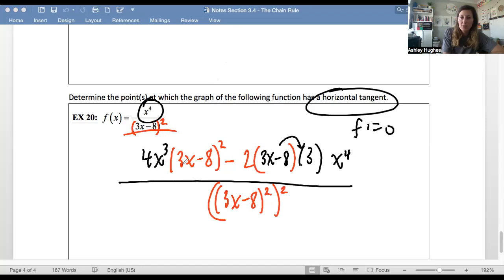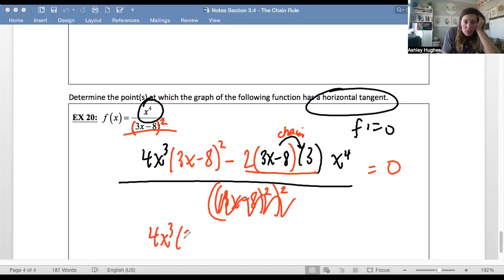Derivative of the top times the bottom minus the derivative of the bottom times the top, over the bottom squared. Okay, when I'm setting a fraction equal to 0, you don't care about this bottom. It would just zero out. You just care about when the top equals 0. So let's try to clean this up: 4x cubed (3x minus 8) squared minus 6x to the 4th (3x minus 8).